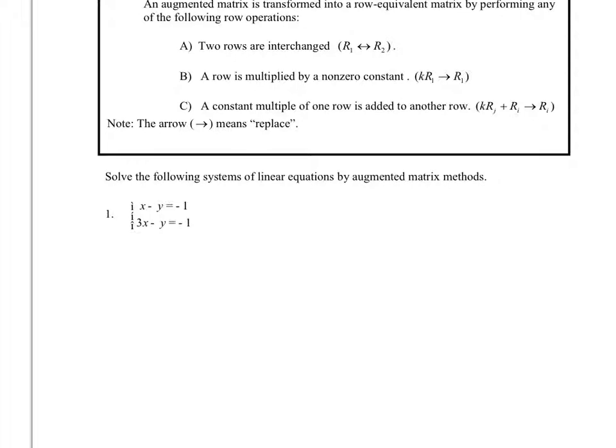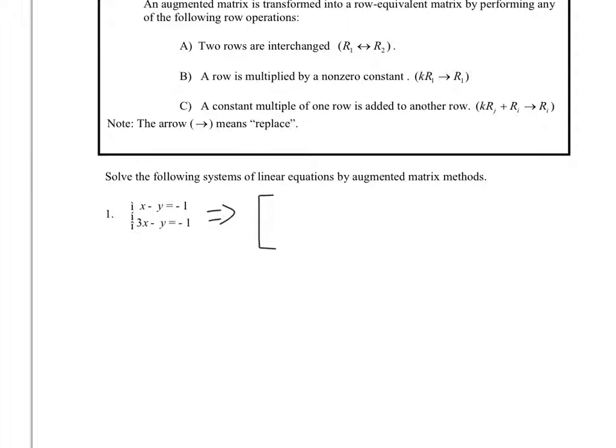Remember how I said we're going to have rows and we're going to have columns. Our rows will correspond with how many equations we have. So for this particular example, there are only two equations. I'm going to have two rows in my matrix. My columns will correspond to the variables that I have in the equations, and my very last column will always be my answer column.